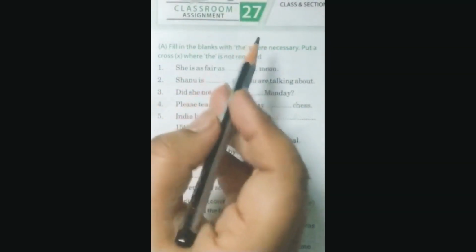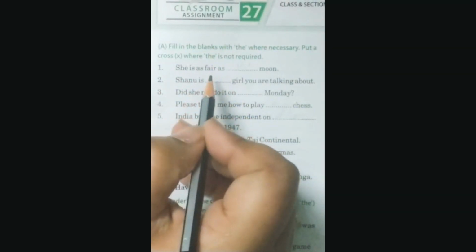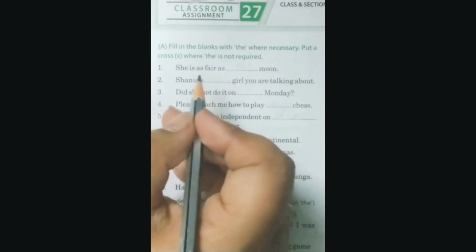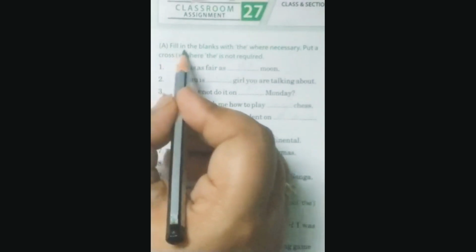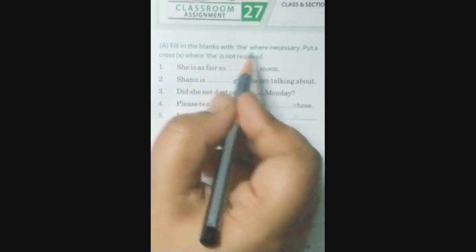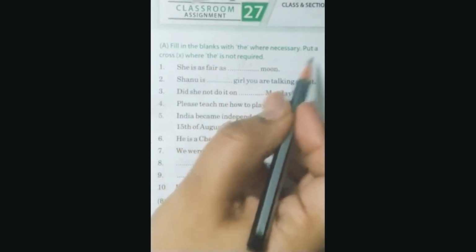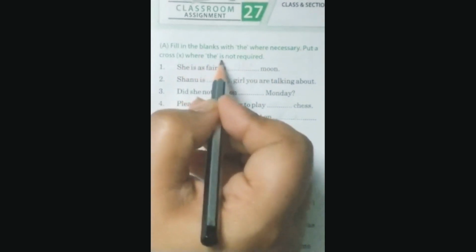Hello students. As we have studied what a definite article is and how it can be used, now let's understand it more with the practice exercise. This is classroom assignment 27 and this exercise is based on the usage of 'the'. First exercise is: fill in the blanks with 'the' where necessary, put a cross where 'the' is not required.